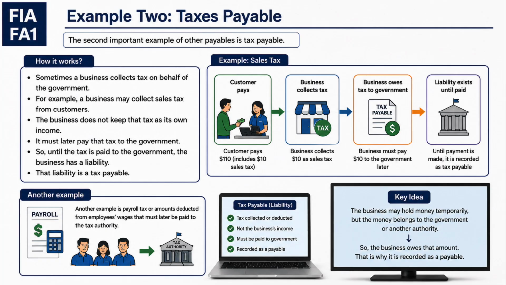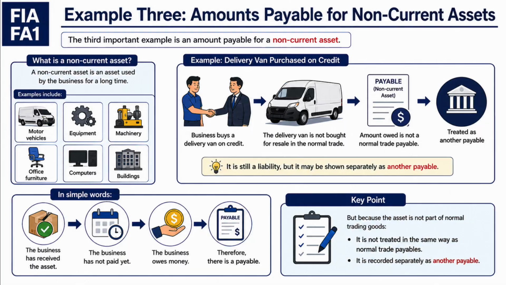So the business owes that amount. That is why it is recorded as a payable. Example 3. Amounts payable for non-current assets. The third important example is an amount payable for a non-current asset. A non-current asset is an asset used by the business for a long time. Examples include motor vehicles, equipment, machinery, office furniture, computers, buildings.